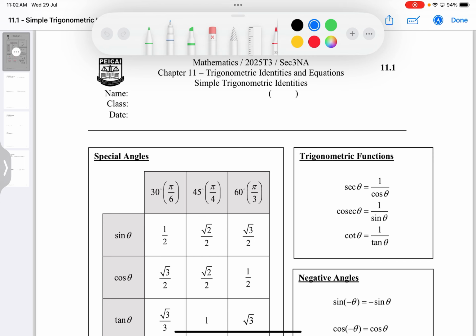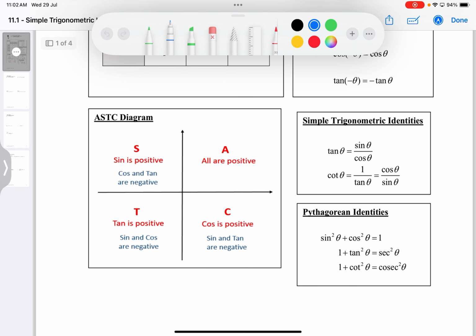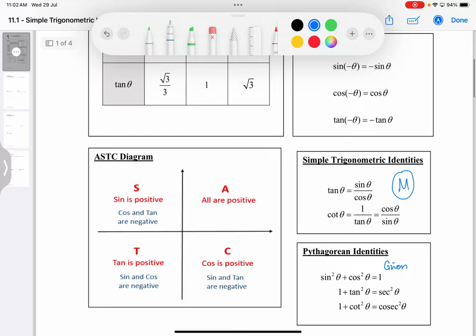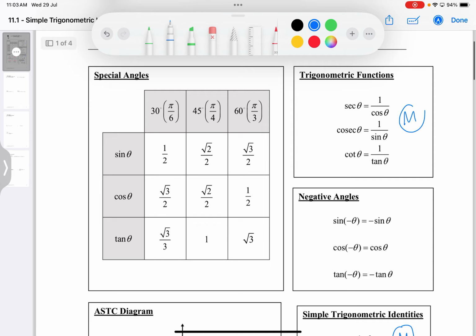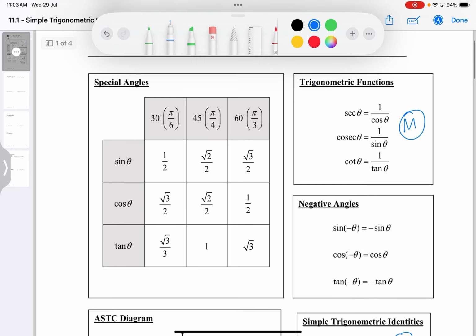different formulas here. Okay, so just a recap, this is given, the Pythagorean identities. Only these three are given. The rest are not given. So this one you must memorize. This one you must memorize. Okay, so these two other formulas you must memorize.